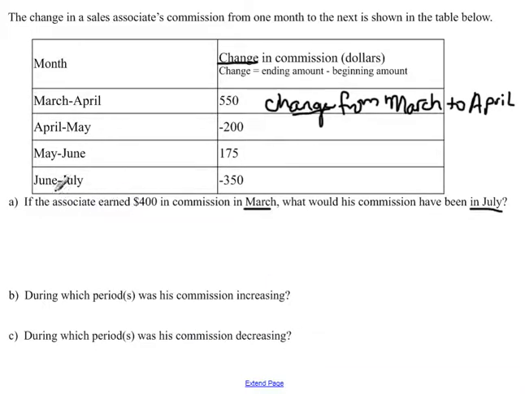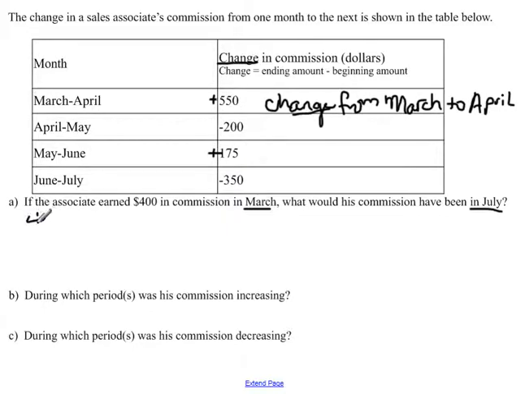They're giving us a situation where the $400 in commission was what the associate earned in March. Notice from March to April, the commission increased by $550. We know that it was an increase because it's a positive $550. If there's no negative sign, we understand it's positive. If we want to put a positive by all of these that don't have a negative sign in front of them, that would be a fine thing to do, just to remind ourselves that those are positive. So let's see how we can approach this.